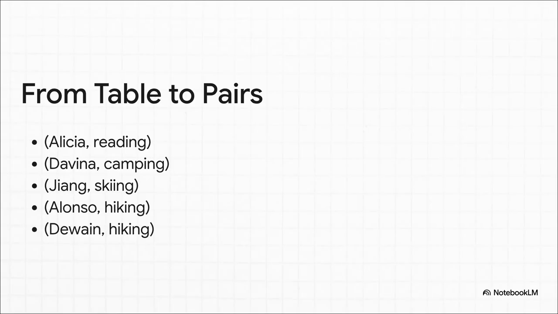And what we can do is take that table and turn it into a set of these ordered pairs. Now, the most important thing here is the order. The name always comes first, then the activity. This means the pair, say Alicia, reading, is totally different from reading, Alicia.